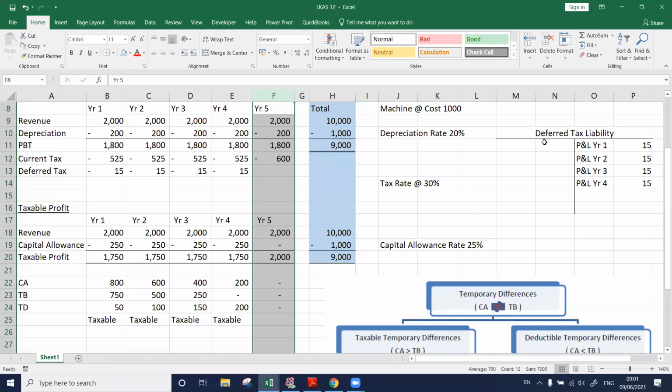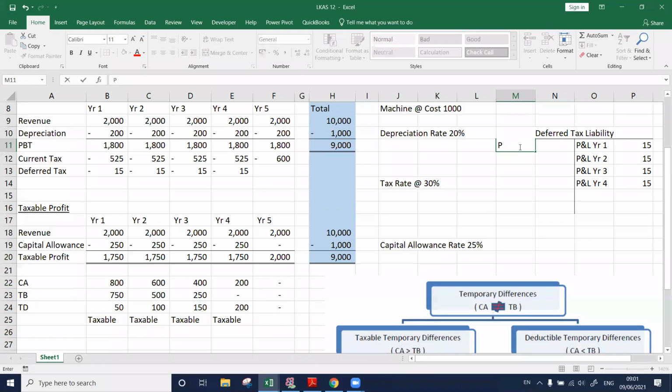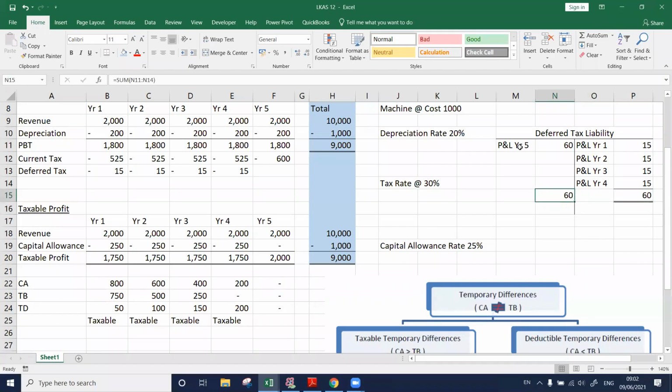This 60 we need to reverse. How can we do that? Where do we reverse it to? P&L, right? Year 5, how much? 60. Here also 60. It means at the end of year 5, we will not have any balance under the deferred tax liability account. Right here, we have debited our deferred tax liability account. Where to credit? We have to credit it under deferred tax.